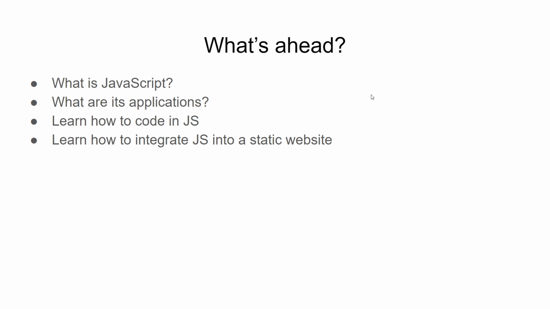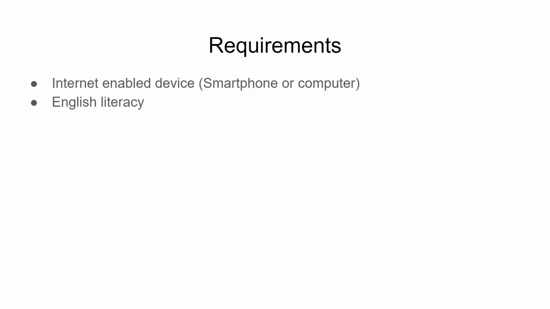So what's ahead? We're going to start off with looking at what JavaScript is, what its applications are, and we're going to learn how to code in JavaScript. We're going to do that step by step. And we're also going to look at how to integrate JavaScript into a static website. So the requirements for the remainder of this course are very simple. You just need to have an internet-enabled device. It can either be a smartphone or a computer. There are no problems with doing this on a smartphone.